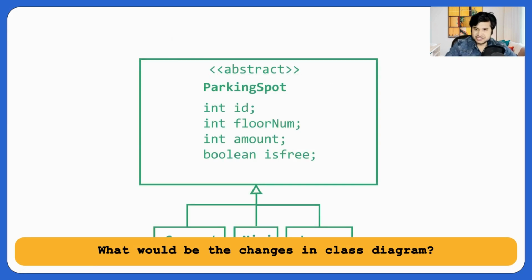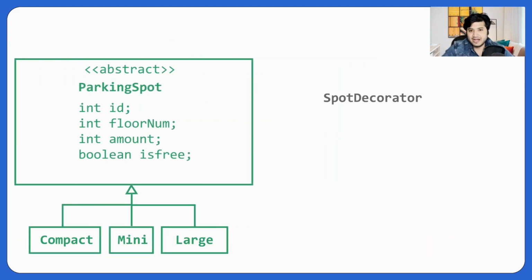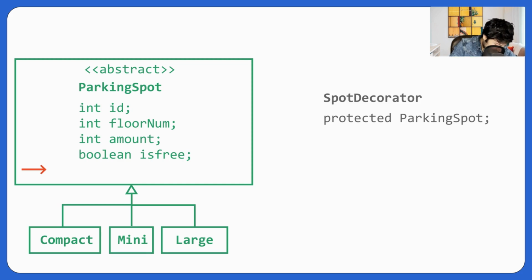So what would be the changes in the class diagram then? First thing would be, spot decorator would have an instance of parking spot. So we can have a protected parking spot. And what else? I think parking spot will have a cost function, which we have forgotten to write here. So yes, it will have a cost function. We can make it abstract cost and it will return int. What will it take? Let's say it will take parking hours, because we have a fixed amount for each and every parking spot, so it can take parking hours and then return.